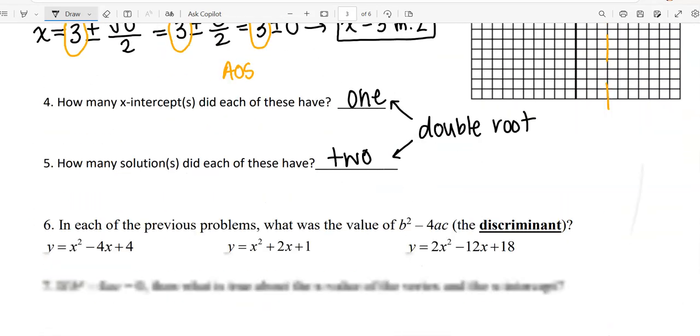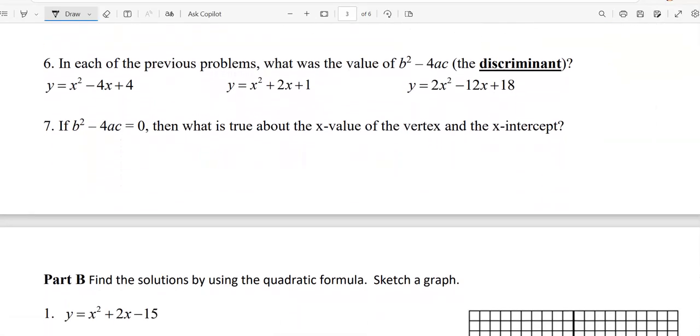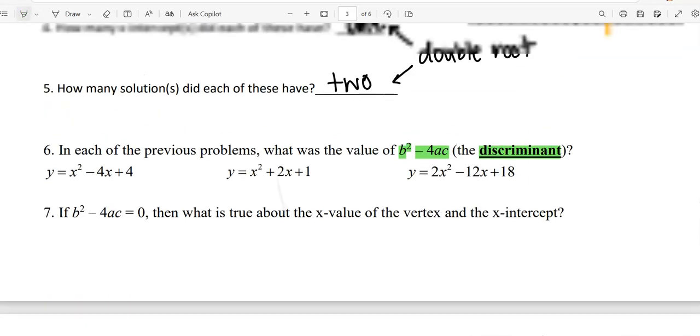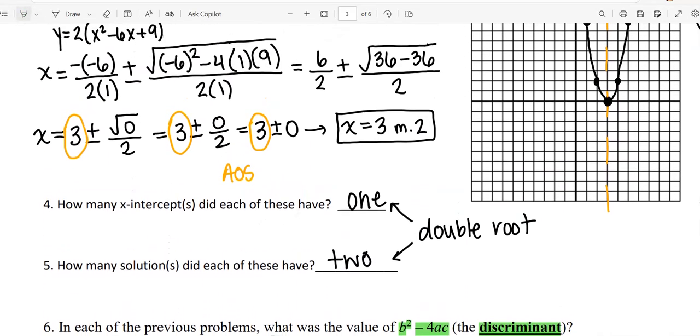That happened in every single one of these because of the discriminant. And you're going to say, Miss B, what did you just say? The discriminant. You need to know what that is. That is found underneath your square root of your quadratic formula. So it is b squared minus 4ac.